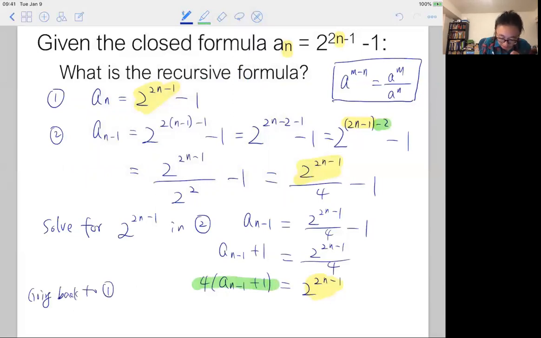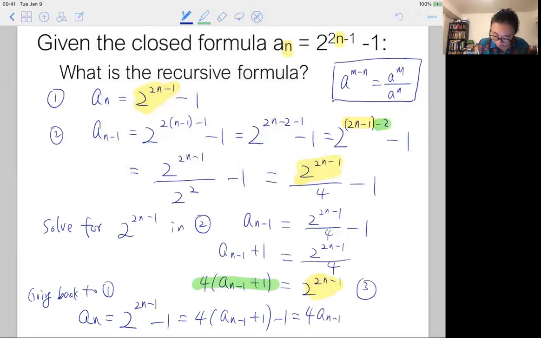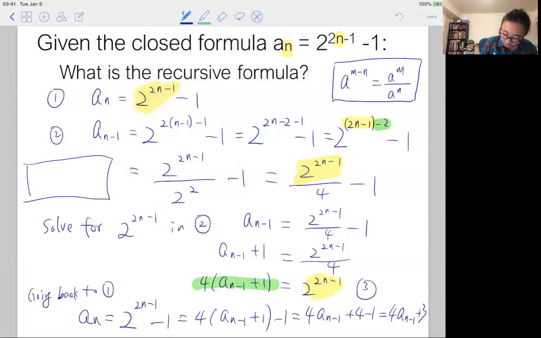So now going back to equation 1, I have a_n equal to 2 to the power of 2n minus 1, but we just found out in equation 3 that 2 to the power of 2n minus 1 is equal to 4 times a_{n-1} plus 1, and minus 1. This is equal to 4 times a_{n-1} plus 4 minus 1, which is 4 times a_{n-1} plus 3. That's it. My final solution is a_n equal to 4 times a_{n-1} plus 3.